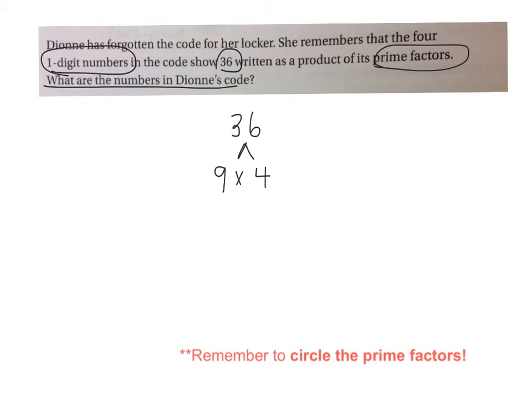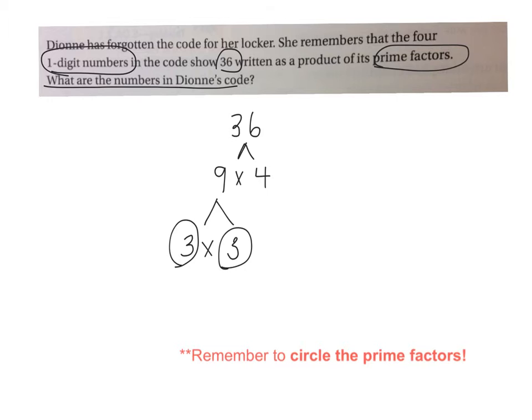Now, let's check in with the factors. Is 9 a prime number? No. No, so we can further break that down. What are two factors that could equal 9? Adam? 3 times 3. Okay. Now let's check in with those factors. Is 3 a prime number? So we need to do what to it? Circle it. Let's circle it. Okay, let's make sure now.